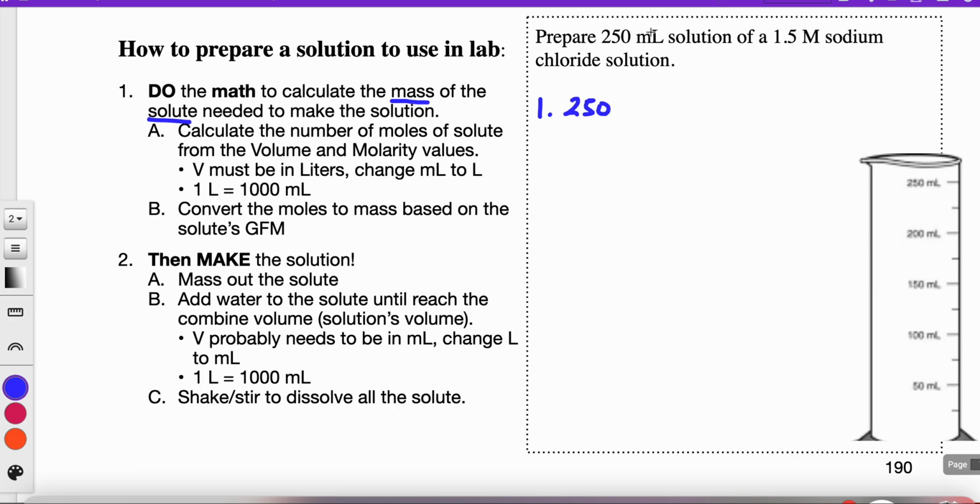So I have 250, and I take out the m and replace it with its power of 10. Milli means 10 to the minus 3, and I still have the unit of liters. So I have changed 250 milliliters into liters, and now I convert from liters into moles. My molarity is 1.5 molar, so it's 1.5 moles of my solute in every 1 liter, but I can't weigh out in moles. So now I need to convert it to mass.